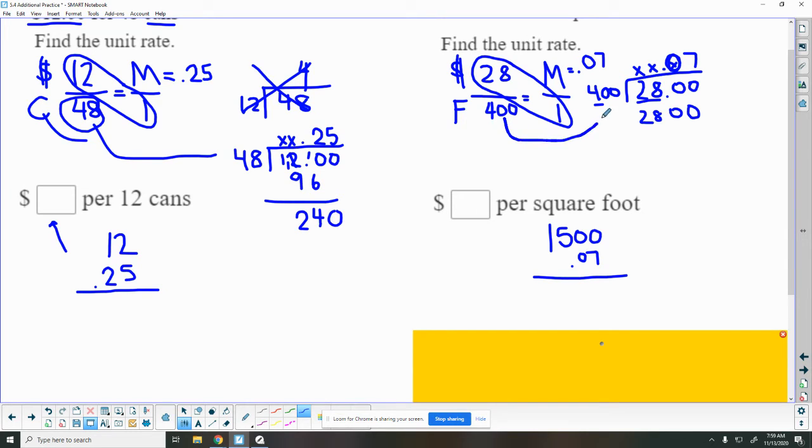So the number that's alone has to go on the outside. I think a lot of us were wanting to flip those and divide by the smaller number, but that's not what we needed to do. So set up your problem, multiply and put that inside. The one that's alone, put on the outside.